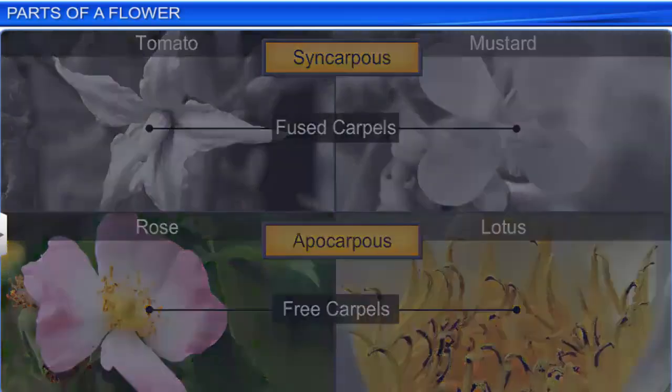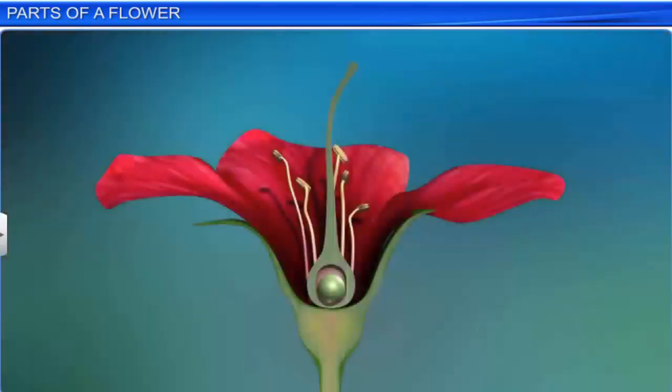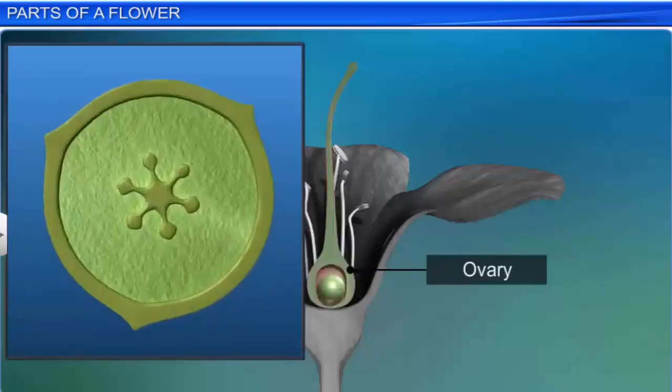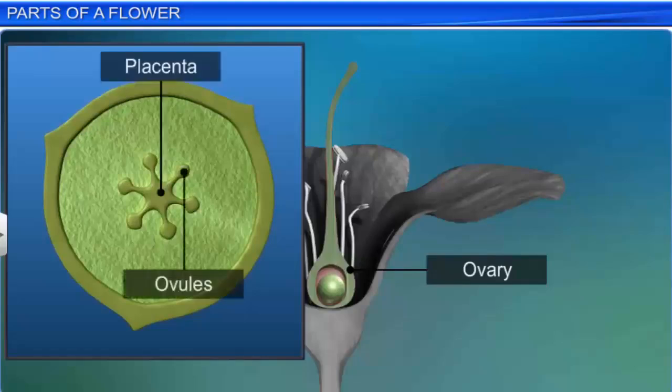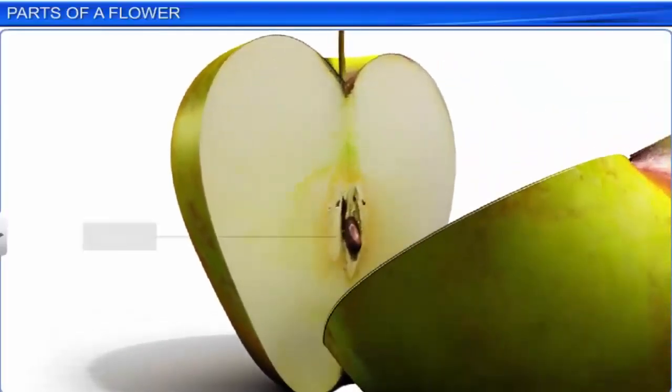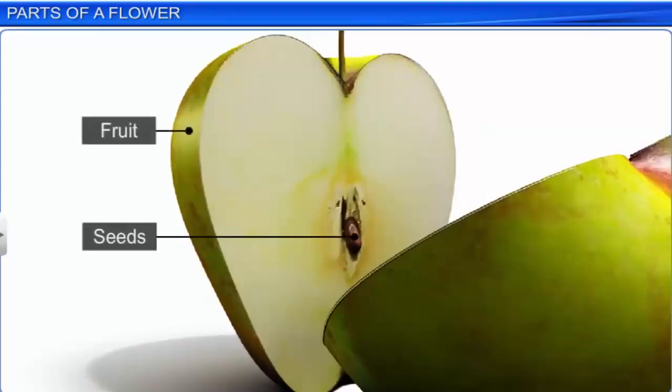Each carpel has 3 parts: stigma, style, and ovary. The stigma is the part of the carpel that receives the pollen grains. The style is the elongated tube that lies on the ovary and connects it to the stigma. An ovary is the enlarged basal part and bears 1 or more ovules, which are attached to a placenta that is soft and flat. Once fertilization takes place, the ovules form the seeds and the ovary develops into the fruit.